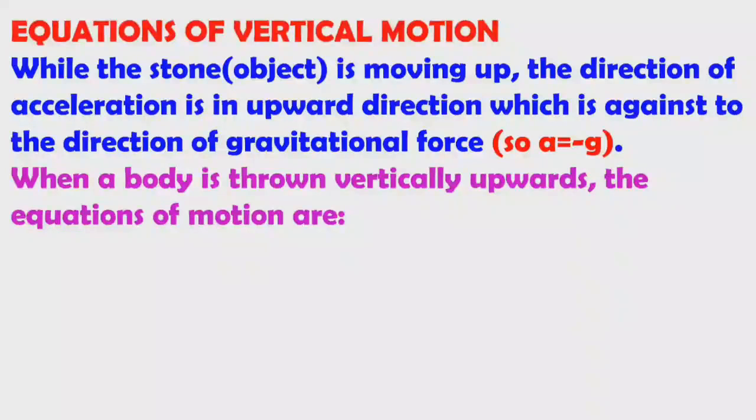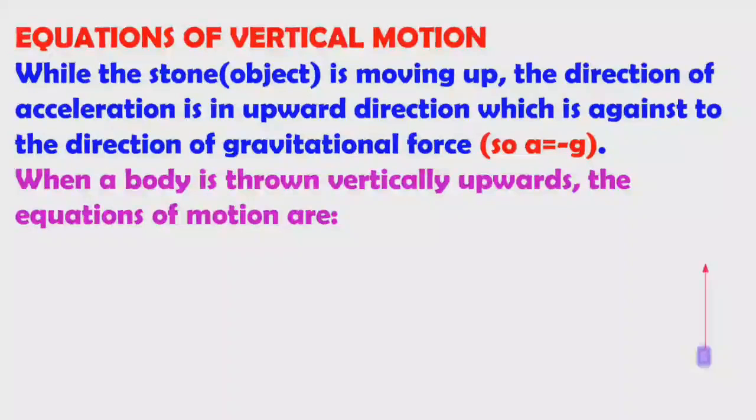Now we will see the equations of motion when a body is thrown vertically upwards. When it is thrown vertically upwards, there is an initial velocity. Initial velocity is u, and final velocity is v. Distance travelled by the stone is h. And acceleration due to gravity is negative because it is travelling opposite to the direction of g.